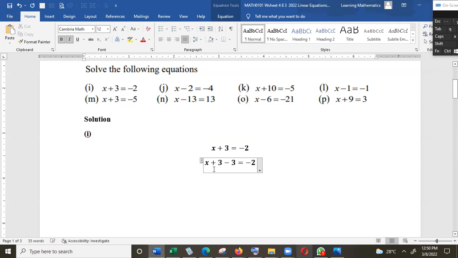Now, if you subtract 3 on the left, you have to subtract 3 on the right, because the rule is that whatever you do on the left, you have to repeat it on the right. Whatever you do on the right, you also have to repeat it on the left for the balance to be maintained. So I repeat, we're going to subtract 3 to cancel out 3. But because we subtract 3 on the left, we have to subtract 3 on the right.